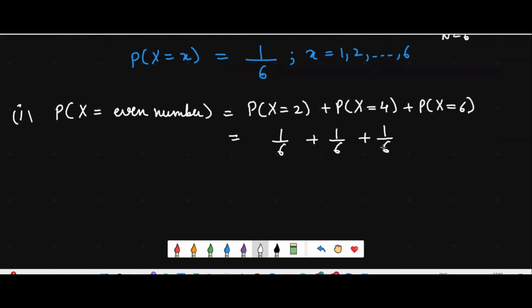Why? We are getting the same probability because it is a uniform distribution and the events are equally likely. So the probability of each value, that is 1, 2, 3, 4, 5, 6, is 1 upon 6 only. So we will have this as 3 upon 6, which is half, that is 0.5 is our answer. That is the probability of getting an even number. So it's very easy to calculate.